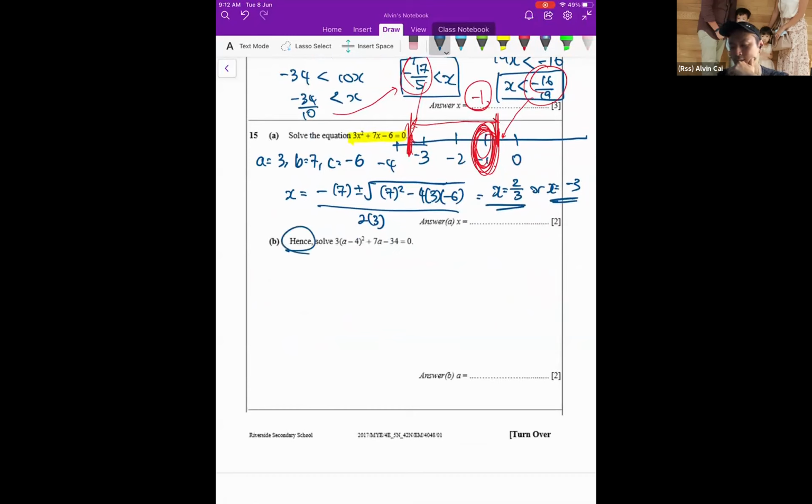Then the second question, hence, solve this. So we have to understand that when we see the word hence, we need to make use of the previous answer. So how are we linking these two together? Let's do a comparison. Minus 7a minus 34 equals 0. This is what we have. And what is given previously was 3x squared minus 7x minus 6 equals 0. So this was previous.